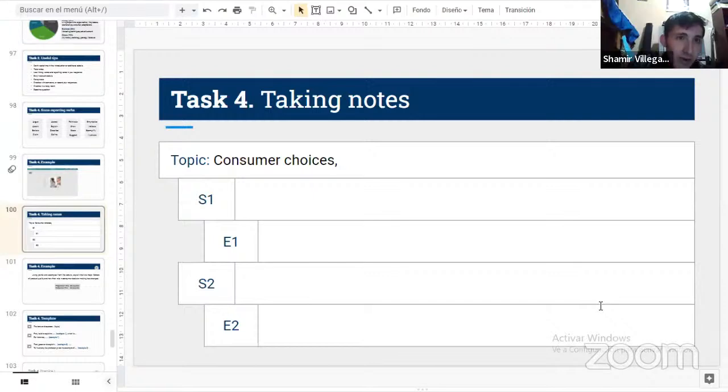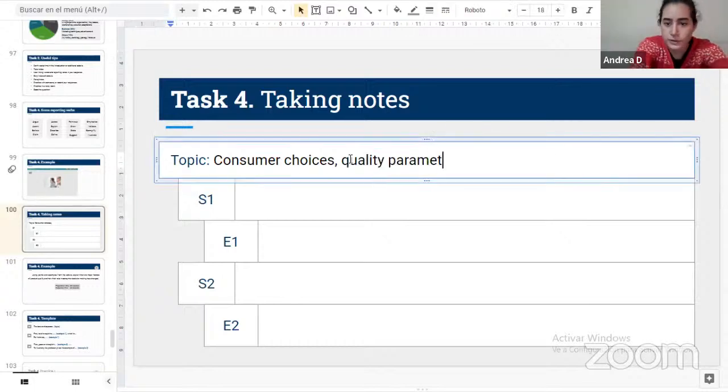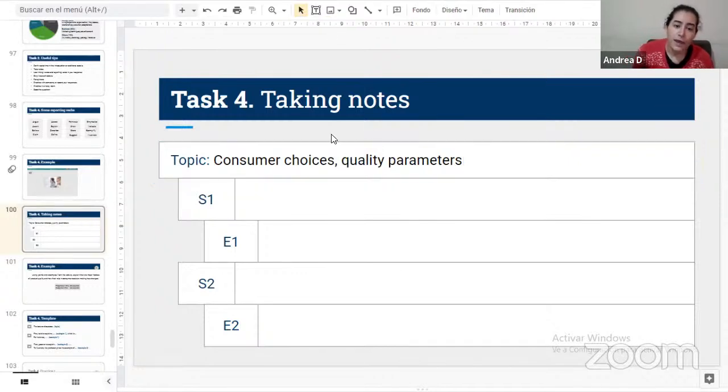The parameters of the quality. Okay, I like that. Quality parameters, yes. Okay, guys, so that's perfect. Yep. I would say that you're totally right. Those were like the two big things that they talk about.